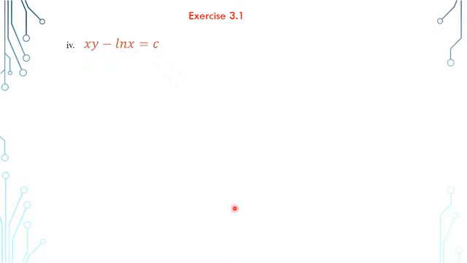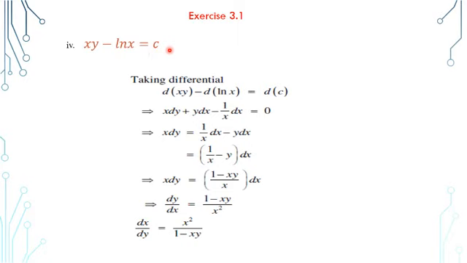The next part is xy minus natural log of x is equal to c. Taking differential, d of xy minus d of natural log of x is equal to d of c. Derivative of c is 0. Here we use product rule. x as it is, differential of y, plus y as it is, differential of x, minus derivative of natural log of x is 1 over x with dx.